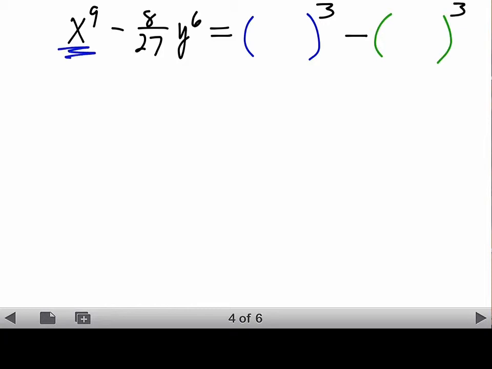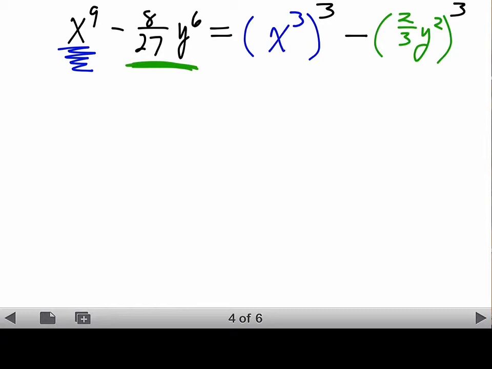If x to the 9th is a cube, then what's it the cube of? It's the cube of x cubed, because remember, when we take a power to a power, we multiply the exponents. If 8 over 27 times y to the 6th is a perfect cube, what is it the cube of? As it turns out, 2/3 y squared.